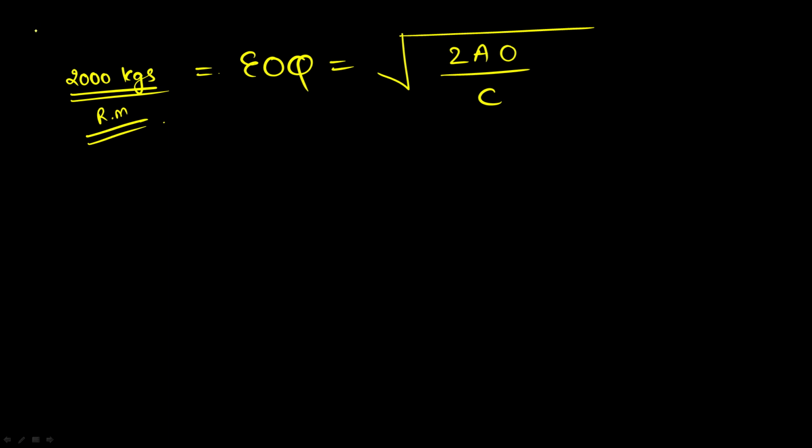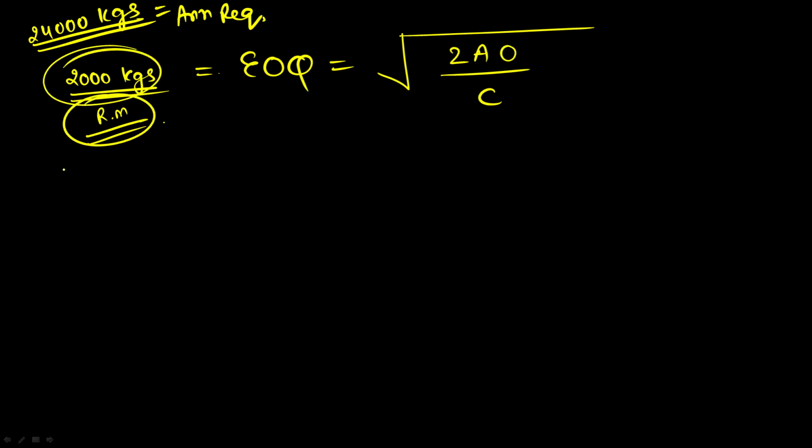Say your annual requirement is 24,000 kgs. This is annual requirement, right? What is 2000 kgs? It is ordering quantity. And as the answer is found out by Wilson's formula, it will be most economical, most cheaper ordering quantity. At this ordering quantity, your total cost is going to be minimum. So this is ordering quantity per order.